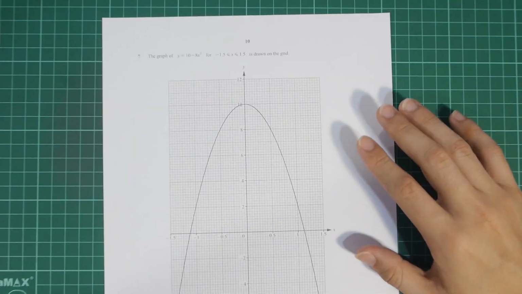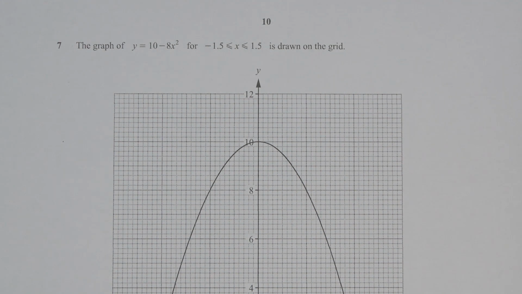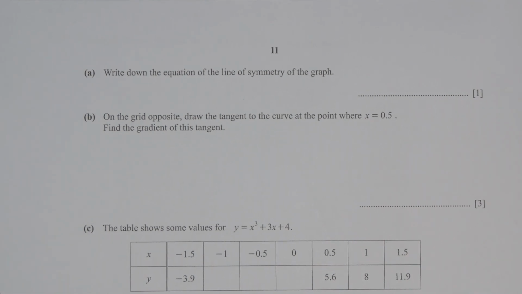Moving on to the next question. This is another type where they already drew something there. So let's look at part A, where they are looking for the equation of the line of symmetry.